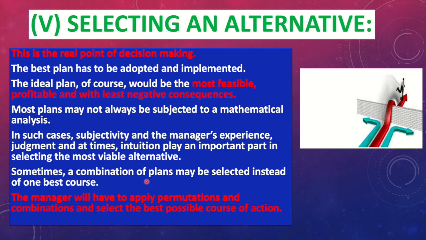And sometimes it is also possible that a combination of plans may be selected instead of one best course. I have talked about so many things, and I always said that we need to make a list. Out of these lists, we need to select one. But it is possible that you may select two or three combinations together. That may be very good for us. So we need to apply all sorts of permutations and combinations, and then we'll select the best possible course of action, that is, selecting an alternative.